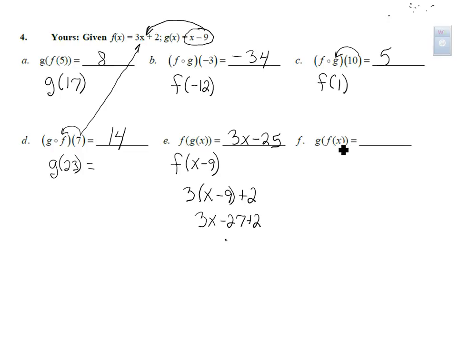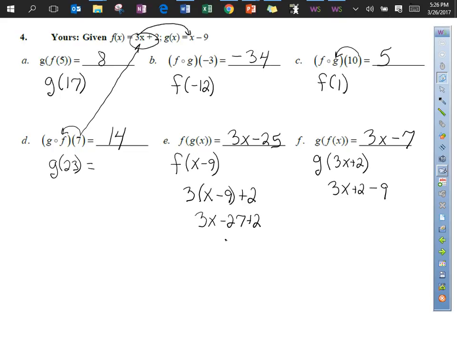g of f of x means we're finding g of 3x plus 2. So if I come back up here, pick up f, dump it into g. So it's just going to have a 3x plus 2 minus 9, which looks like 3x minus 7. So there's where we are so far. And I want to make sure that my record is still happening.